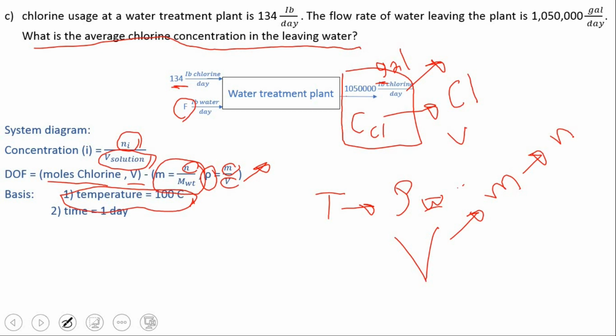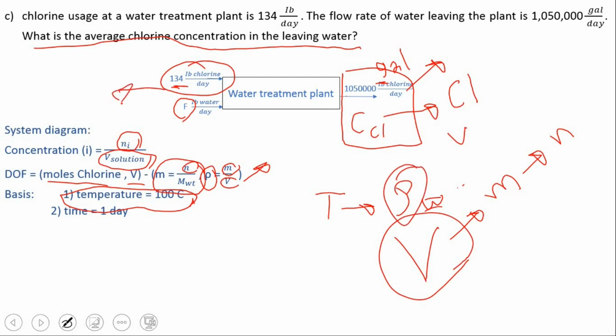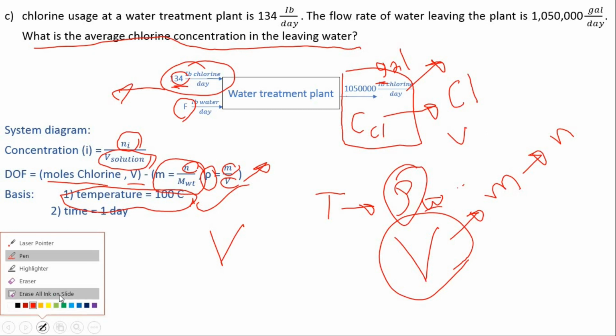For chlorine, the mass is given, we just have to convert it to moles. So we can get the volume from the density, and we just convert the chlorine mass to get the moles. So if we just pick a temperature, we can get the volume, and the question will be solvable. So let's move on to the other question.